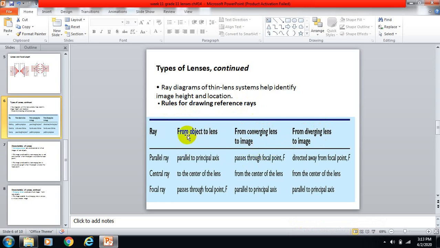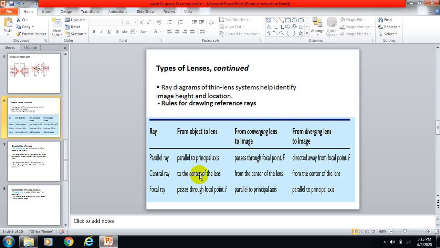A single ray is coming from the object to the lens. What will happen in the converging lens and what will happen in the diverging lens? It will clearly describe the main difference between diverging and converging. Look at the first one. If the ray is parallel to the principal axis, the converging lens will do what? It passes through focal point F. Now diverging will do what? Directed away from the focal point F. This is through and this is away.